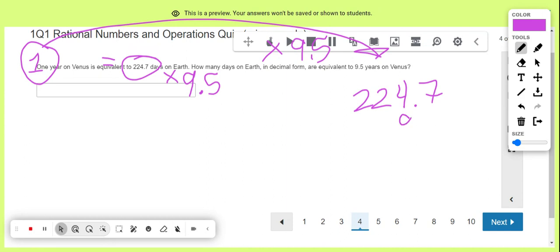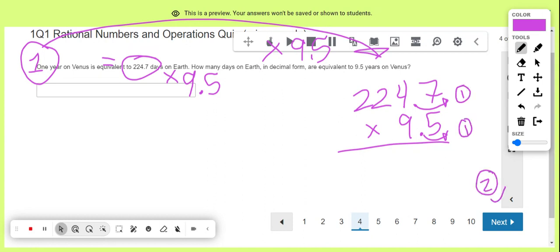224.7 times 9 and 5/10. Move your decimal over to remove it. There's 1 here, there's 1 here. So down in your answer, you need to put 2 decimal place values back in your answer.